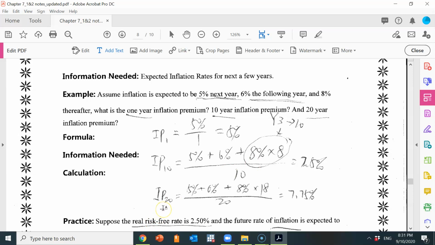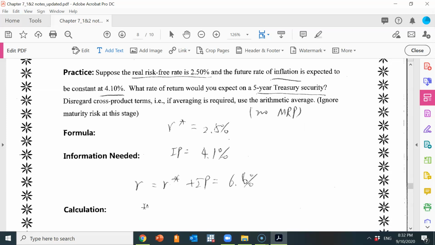For inflation premium for 20 years, we use 5% plus 6%, the inflation rates for the first and second year. Then from the third year to the 20th year, we need to add 8% for 18 times, so we use 8% multiplied by 18. And then we divide by 20 years. So the average inflation rate, or inflation premium, for 20 years is 7.75%. This is how we calculate inflation premium for 1 year, 10 years, and 20 years. We add up all the inflation rates for each year and divide by n.